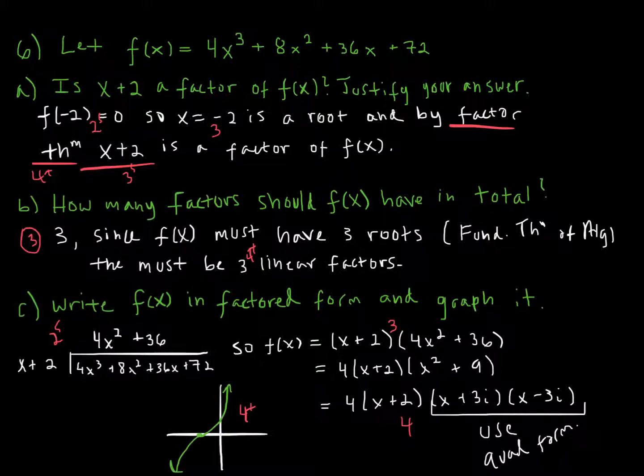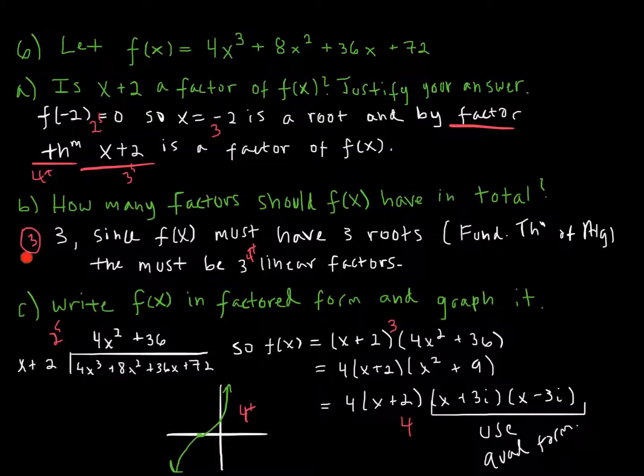All right, here I'm looking to show that x plus 2 is a factor of f of x. This boils down to me showing that -2 is a root. That's what the factor theorem tells me. So I plug in -2 into my function, and I get a y value or an output of 0. So x equals -2 is a root, and by the factor theorem, x plus 2 is a factor.